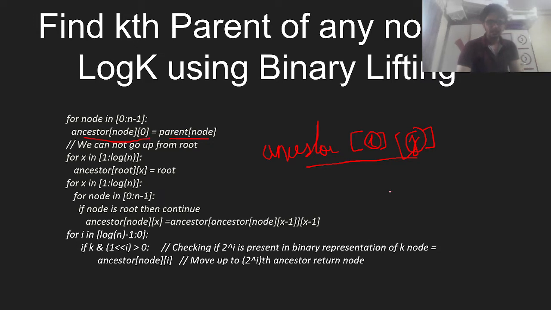Okay, now I'll tell you one thing. Suppose I know the jth ancestor of every node, right? So can I find out the j plus 1th ancestor? Like if I know ancestor i j for j equal to 2, then can I find out the ancestor i 3 using the data we have? Okay, so let me give an example.